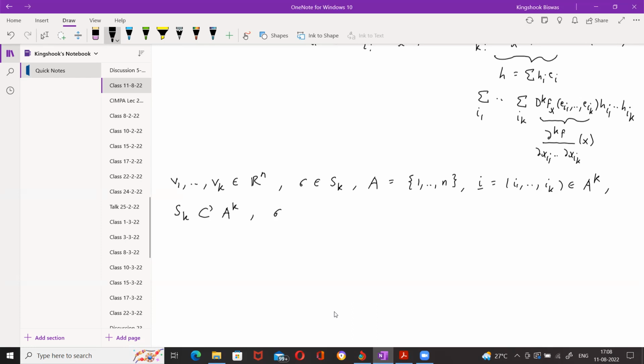Well, maybe the action should be from the right, not from the left. Okay, fine. If I want it to be an action, probably I should act from the right. So (i1 to ik) dot sigma is equal to (i_{sigma 1} up to i_{sigma k}). This is the action. Yes.